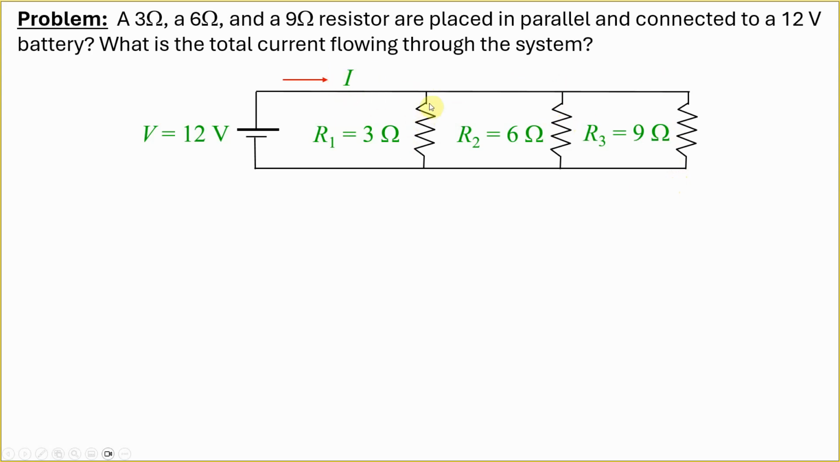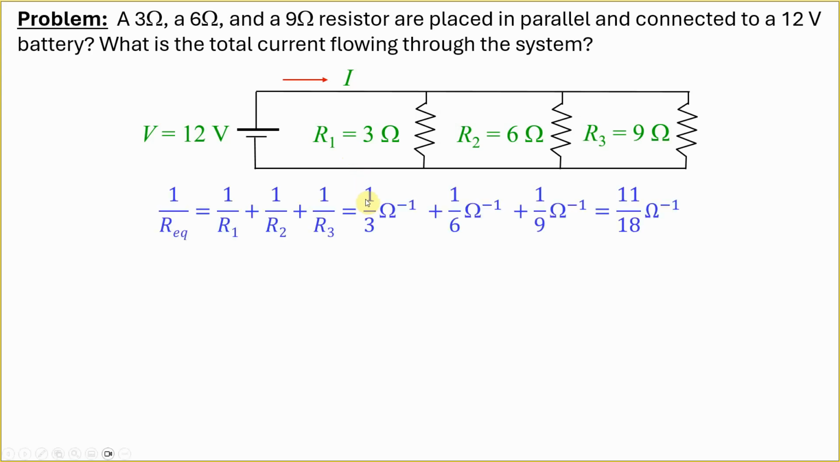So what I can do very easily is combine all these different resistors into a single parallel resistor. Then I can find the current through it. The current through that parallel resistor would be the current in the whole circuit, the total current. So the first thing I do is use my relationship for 1 over R equivalent for the parallel connection. So you have 1 over 3 plus 1 over 6 plus 1 over 9 ohm to the power minus 1, because remember it's 1 over R.